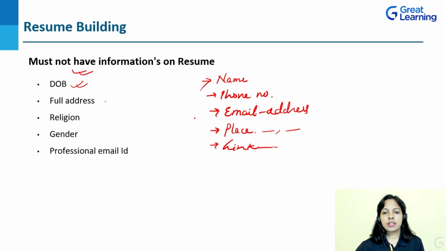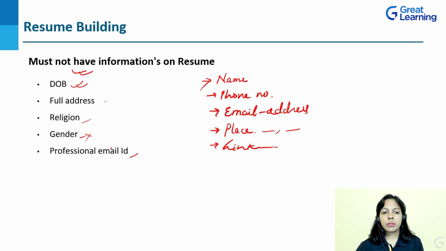Second, full address. Like I said, you should write the place right here. Place should include only the city name and the country name. It should not include your street name or your locality name or a house number, nothing. Religion. Again, religion can lead to discrimination, right? So you should not include religion. Gender also can lead to discrimination. So do not include gender as well in your resume.